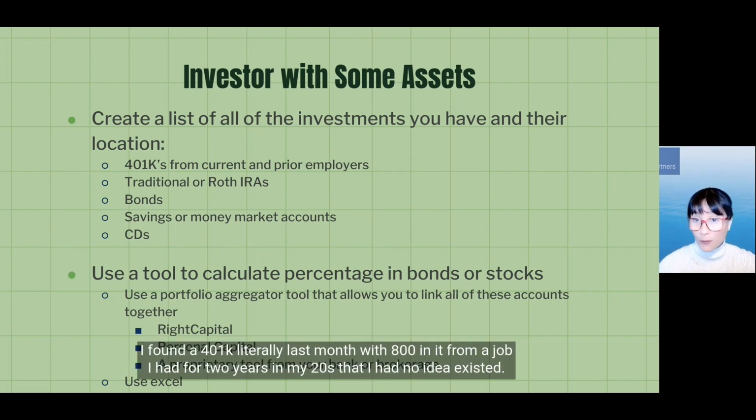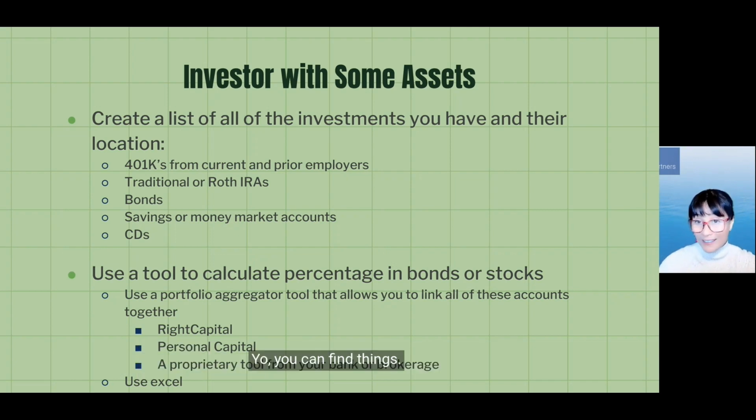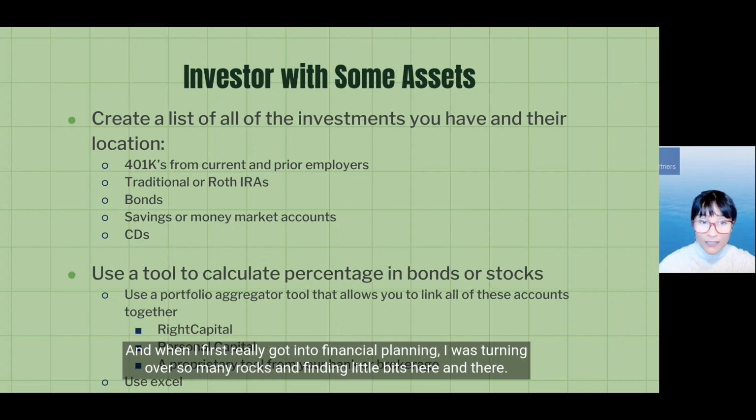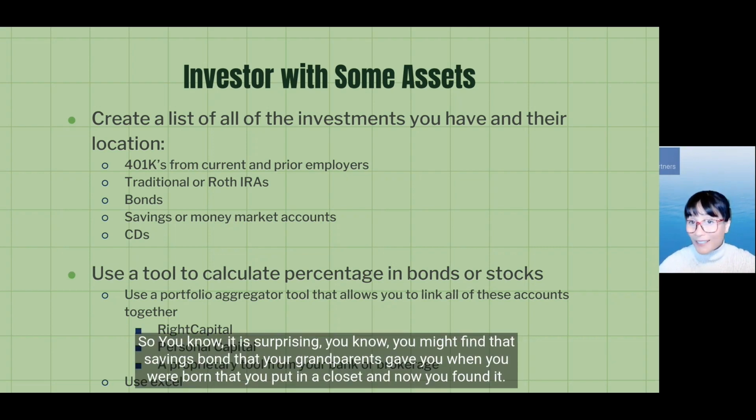I found a 401k literally last month with $800 in it from a job I had for 2 years in my 20s that I had no idea existed. You can find things. And when I first really got into financial planning, I was turning over so many rocks and finding little bits here and there. So, it is surprising, you might find that savings bond that your grandparents gave you when you were born that you put in a closet and now you found it.